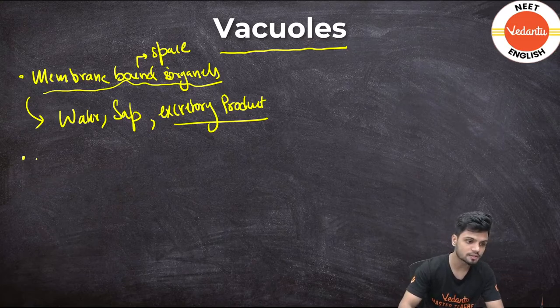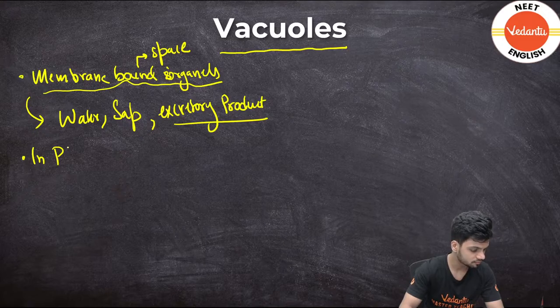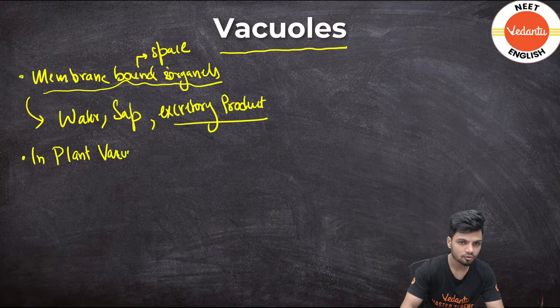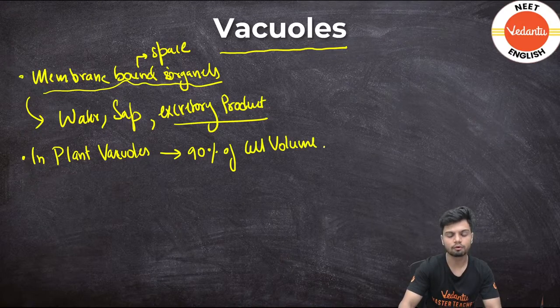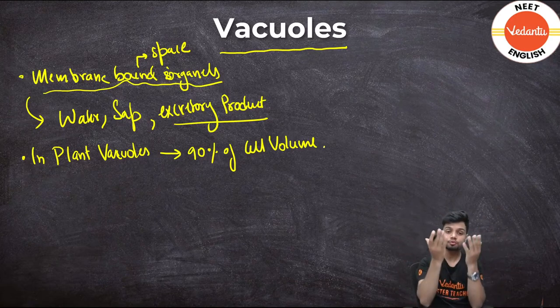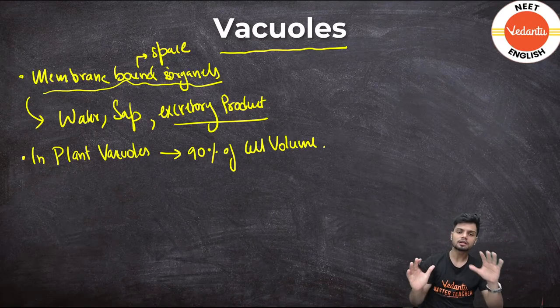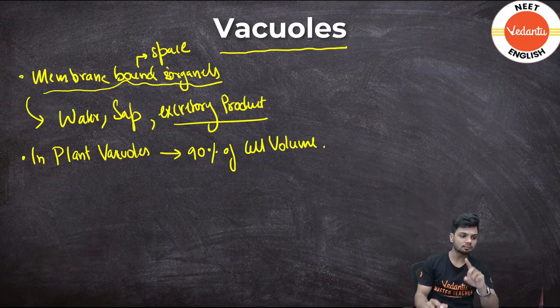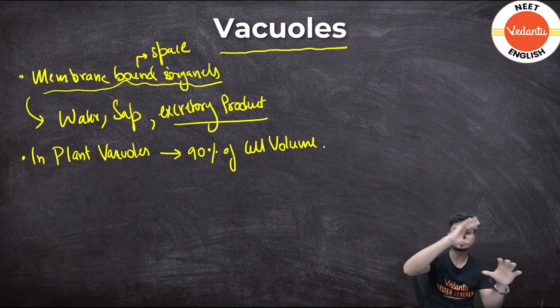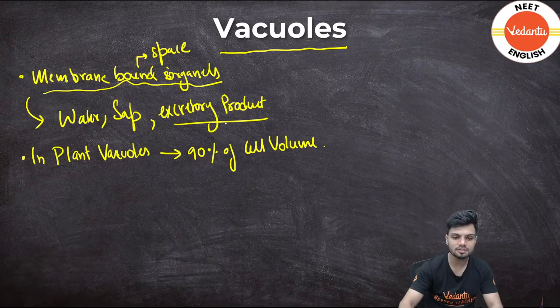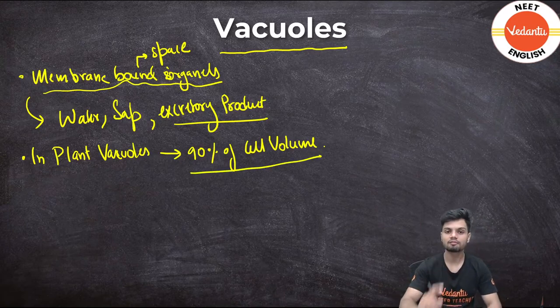In the case of plants, students, the vacuole makes up 90% of the cell volume. Complete 90% of the cell volume is only and only the vacuole. When we learned about the difference between plants and animals, I told you that in plant cells, vacuoles are very large, right? 90% of the cell volume is vacuole.